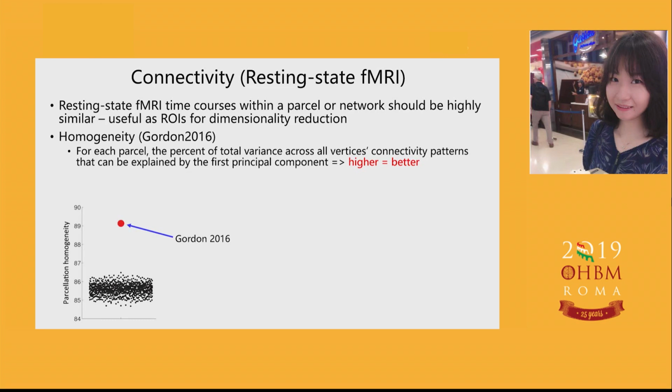Homogeneity can be defined as follows. If we perform PCA analysis on the functional connectivity patterns within a parcel, this homogeneity is defined as the percent of total variance across all the vertices' connectivity patterns that can be explained by the first principal component. So higher homogeneity means that the functional connectivity patterns of all the vertices within a parcel can be better described by a single connectivity pattern. Therefore, the higher the value, the better the parcellation quality.